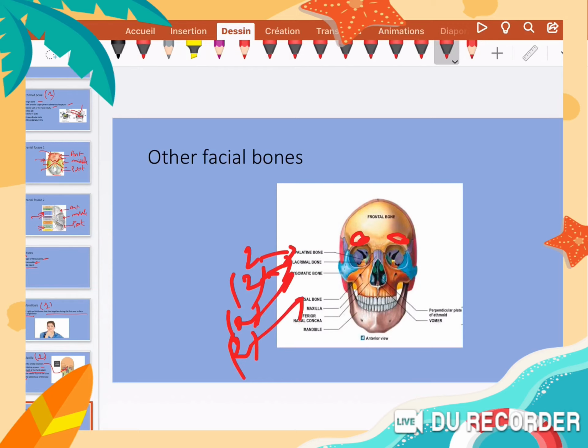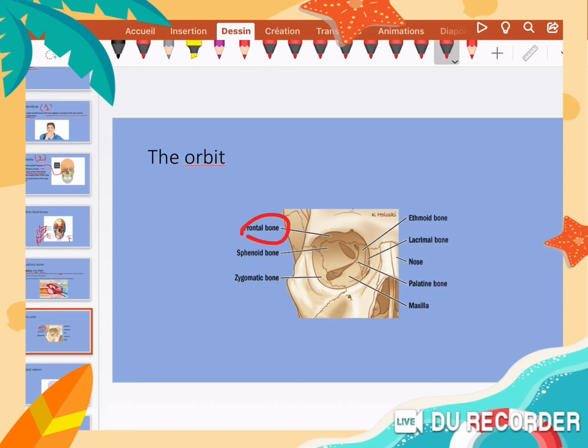Okay, so now let's see the orbit. The orbit is where the eyeballs are located. Okay, so they are bordered superiorly by the frontal bone, laterally by the zygomatic bone. Also the sphenoid bone, when we see the orbit, we firstly see the greater wings of the sphenoid bone. Okay, and medially by the maxilla, palatine bone, lacrimal bone, and ethmoid bone. Okay, this is the orbit.